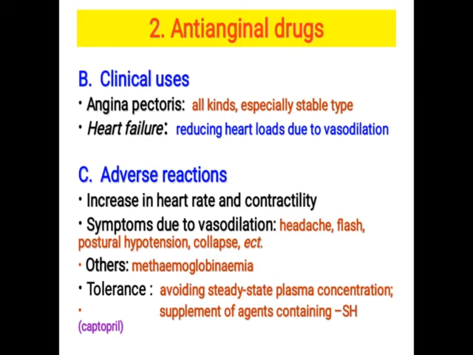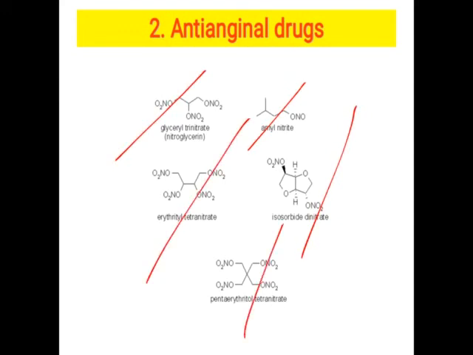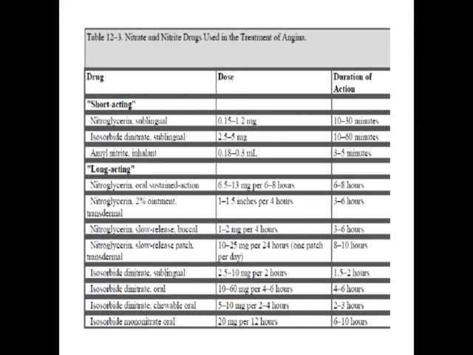The nitrate derivatives are used for all kinds of angina pectoris. In heart failure also they can be used. These are the examples: glyceryl trinitrate or nitroglycerin, amyl nitrate, isosorbide nitrate, erythrityl tetranitrate, pentaerythritol tetranitrate. These are useful anti-anginal drugs which release nitric oxide, which causes vasodilation. Which are short acting? These three are short acting, and these are the long-acting nitrate derivatives.